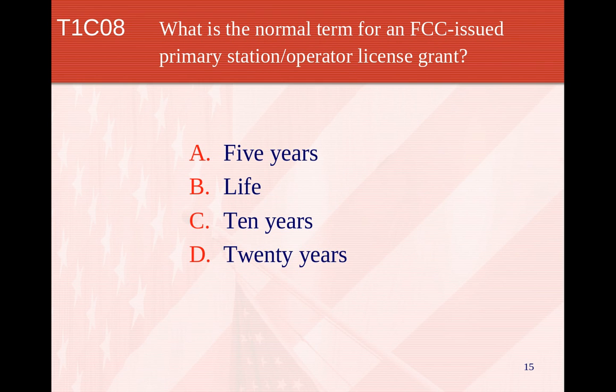What is the normal term for the FCC-issued primary station operator license grant? It's 10 years. So you have 10 years that your license is good for. Once that 10 years is up, all you have to do is renew. You do not have to take the test over again. So every 10 years, just keep renewing.